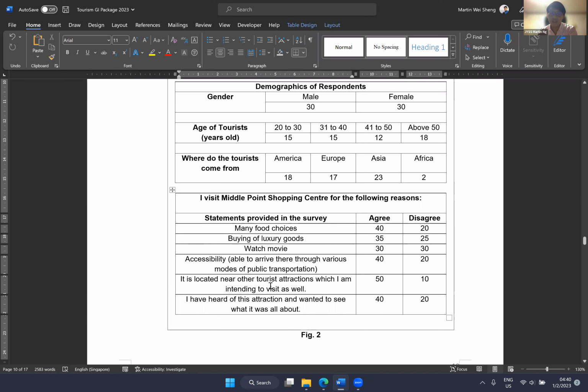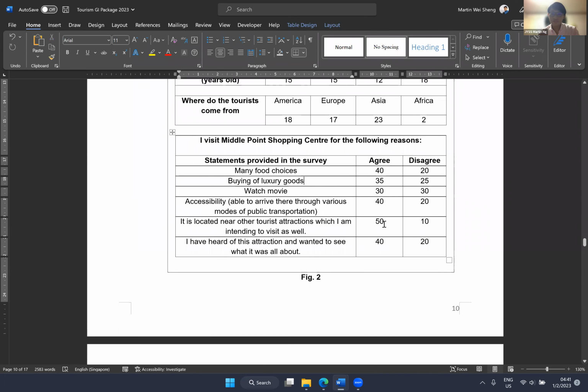Okay, it is located near other tourist attractions, as well as I have heard of this attraction, wanted to see what it is about, right? So they asked each of these questions to their respondents. However, this is actually a closed questionnaire survey, because all the questions over here do not allow the tourists to give their free response, right? So even for these questions, the tourists could only respond by saying they agree with the statement or they disagree with the statement. They are not allowed to give their free point of view. So all the questions here are closed-ended questions.